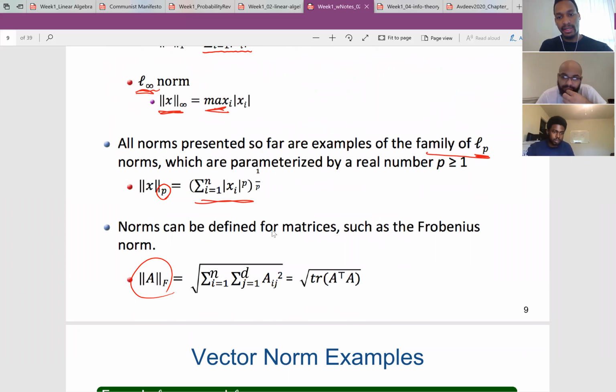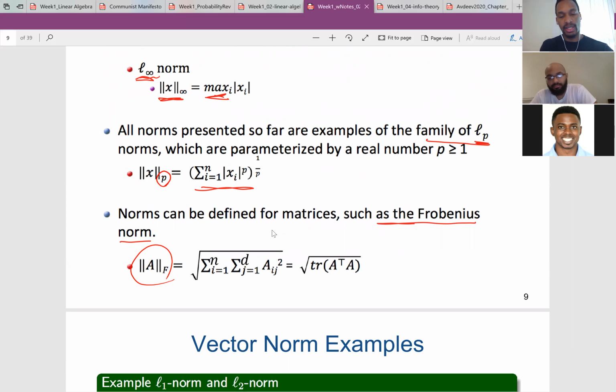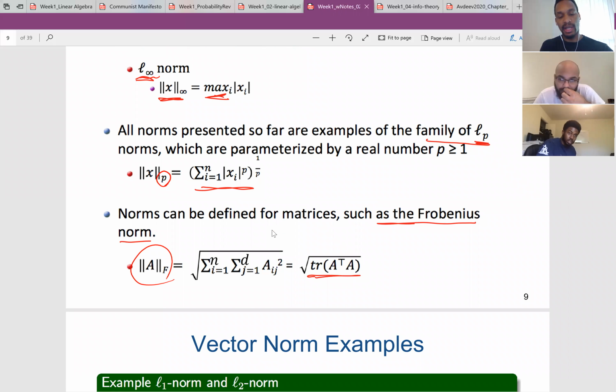And then we have these matrix norms, and the most commonly used one is the Frobenius norm, which is basically just the trace of A transpose A. These are defined, not arbitrarily, but they're used for certain things. This is the most common way to get the magnitude of a matrix; the Frobenius norm is one way to do this.